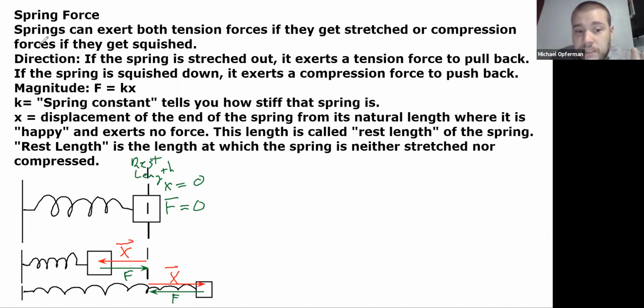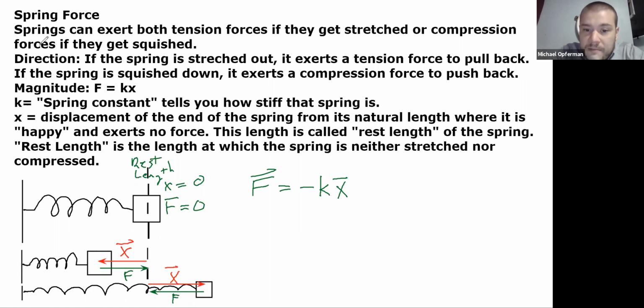And so what you'll notice here is the force vector is actually always in the opposite direction from the x vector, which is why a lot of people write the spring formula in vector form as F vector equals minus k times x vector. That does not mean that the magnitude of the force is negative, of course, because that makes no sense. The magnitude of a force can never be negative.